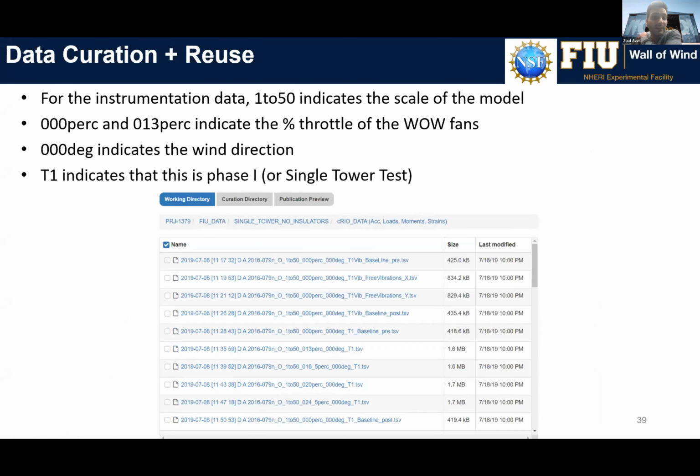For the instrumentation data, if you go over to the cRIO data, which is the acceleration, loads, moments, and strains, you can see that large file name. So 1 to 50 in the file name indicates the scale of the model, which was 1 to 50. 0.000% and 0.13% indicate the percentage throttle of the Wall of Wind fans. 00 DEG indicates the wind direction, which is 0 degrees in that case. And T1 indicates that this is phase 1 or the single tower test. You will have T2 as the entire transmission line model, and T3, which is the conductor and the insulator break.